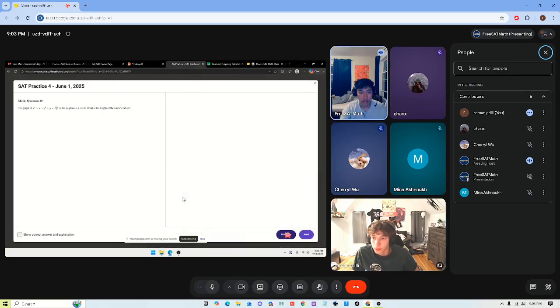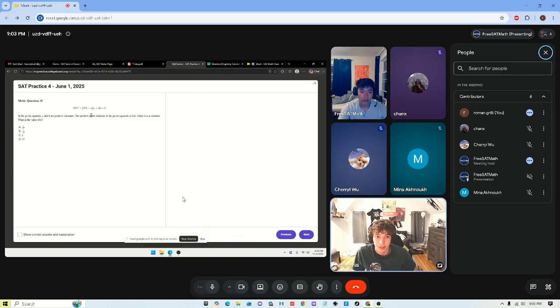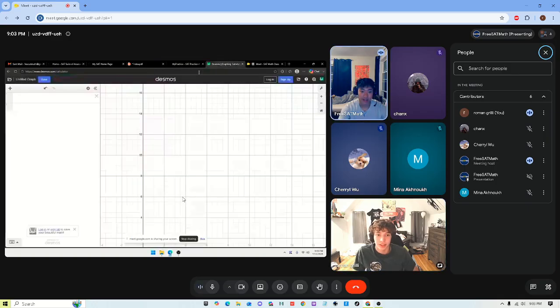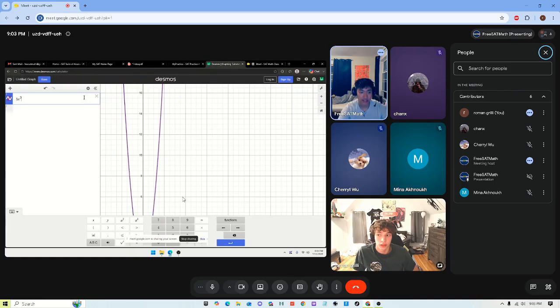Let's see if 19 is hard. Oh, this one actually is hard. This is what we were talking about when we said product of solutions. So we have to know what C over A is. This might be really hard to do if you don't know product of solutions.